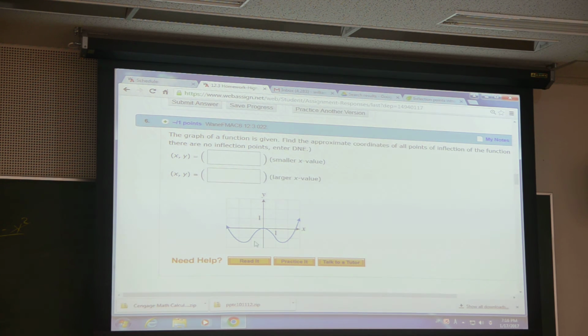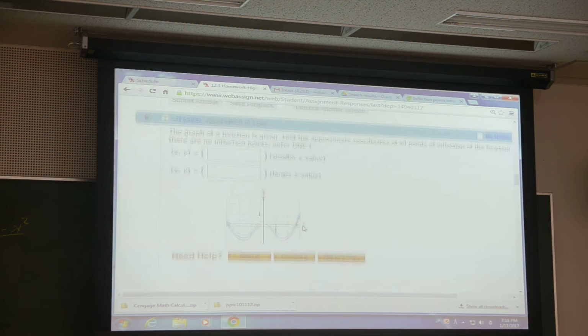Same thing here, they ask you where the inflection points are. So here's one, and here's another. It's concave up, then it switches to concave down, then it switches to concave up.